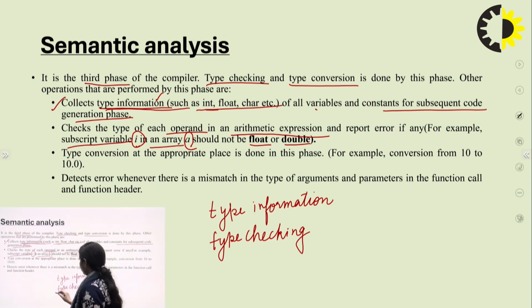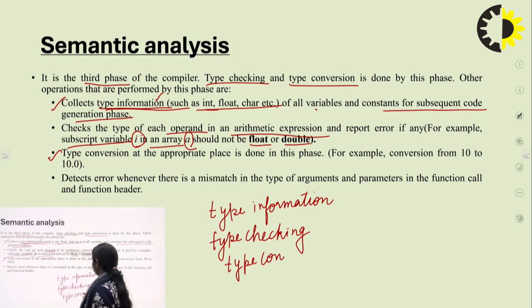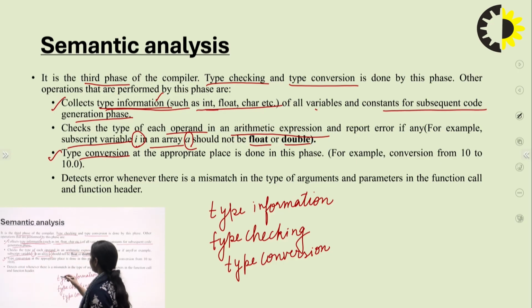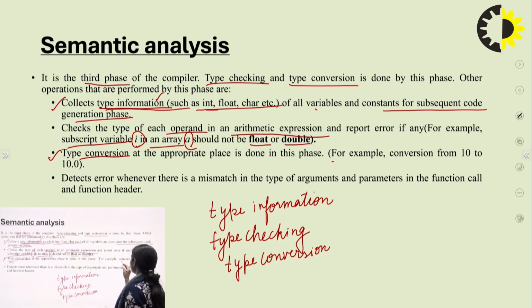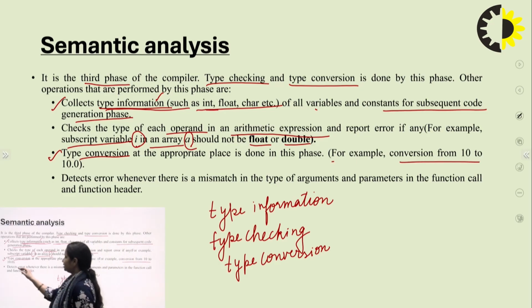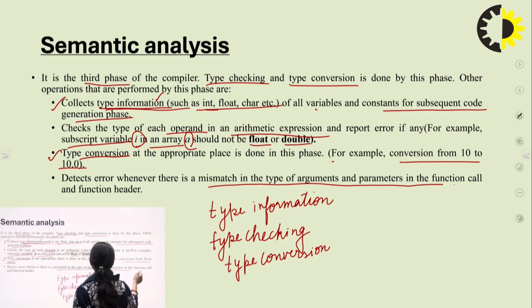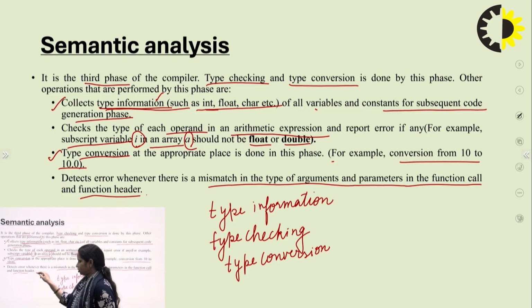Then, the third point, it is also doing type conversion. What is done in type conversion? It is done at the appropriate places in this phase. For example, conversion from 10 to 10.0. So type conversion is done. Then it detects an error whenever there is a mismatch in the type of the arguments and parameters in the function call and function header.